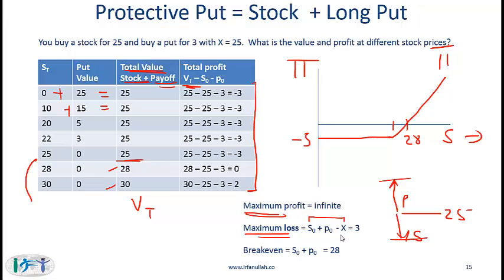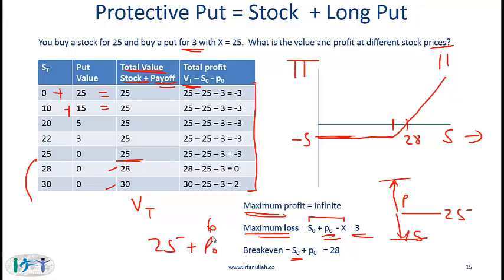The loss then is simply the amount that we pay for the put, which is $3. So that is our maximum loss as shown over here. The break-even point then is S0, which is how much you paid for the stock, 25, plus P0, which in our example is 3.